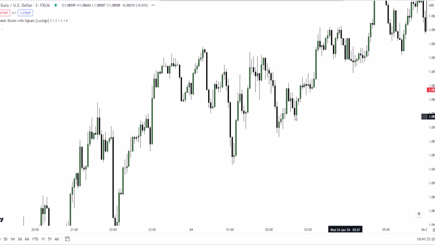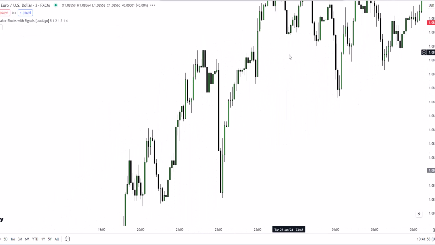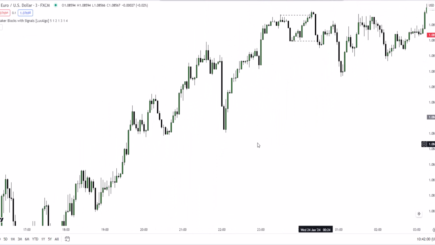Another example of a bearish breaker, look at this. Then shifting structure, sweeping liquidity. Look at this. Sweeping liquidity and then shifting structure right here. Price coming back to this area, and the sell happened. So a breaker block is so easy to identify. That is as easy as anything.